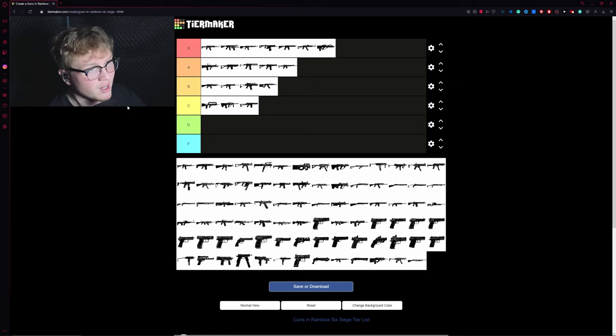Next up is Finca's Spear. I believe this is an S-tier weapon all day of the week. It's incredibly, incredibly accurate without any recoil, so it's basically a laser, and the reload is pretty fast, and there are some good skins for it too.